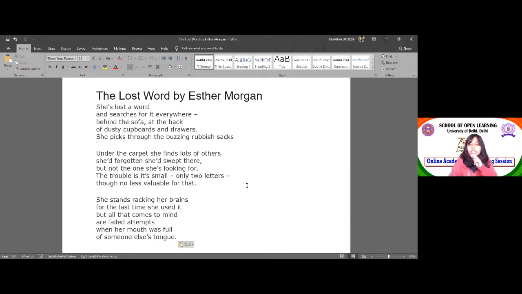So similarly, she is trying to think about the two words because they are important. She needs it. But she can't remember when she used it because she was so busy using another language, speaking in another language. She was so busy just thinking in that language that today, when she wants to look for those two words, they don't come to her mind. So, this is what the third para is actually trying to say.